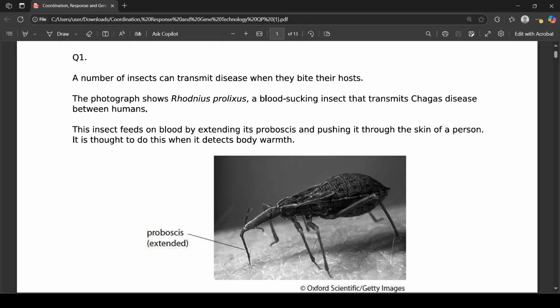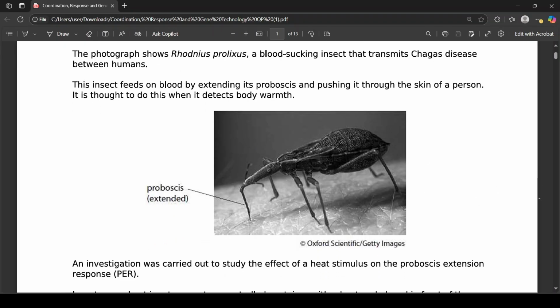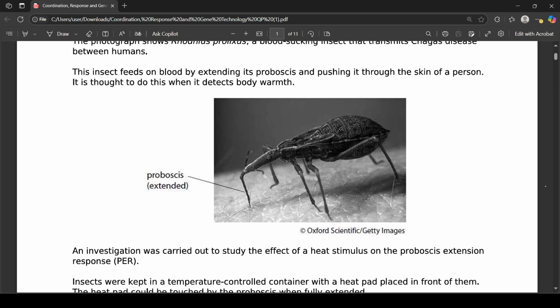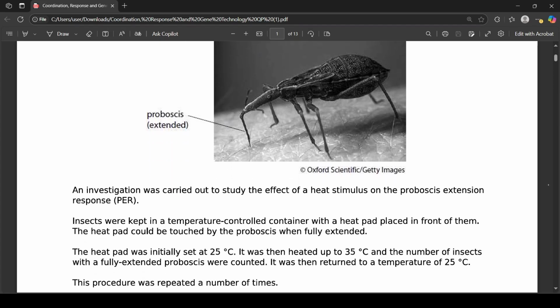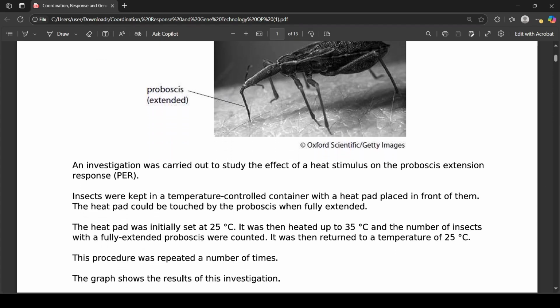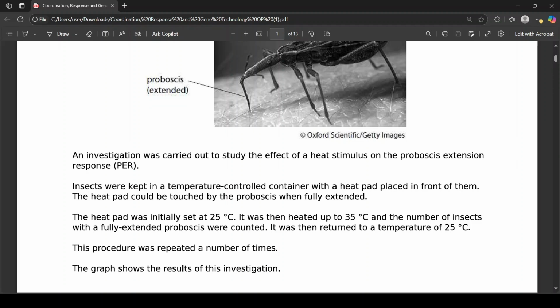So here's a picture of the insect, just magnified. Okay. The next part of the question reads, an investigation was carried out to study the effect of a heat stimulus on the proboscis extension response. Insects were kept in a temperature-controlled container with a heat pad placed in front of them. The heat pad could be touched by the proboscis when fully extended.